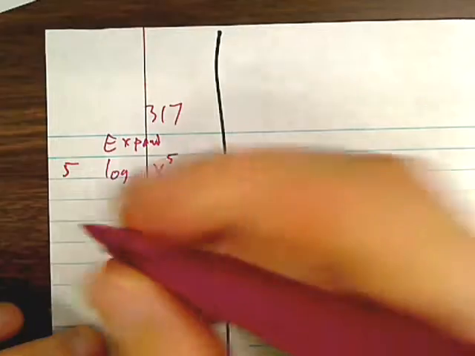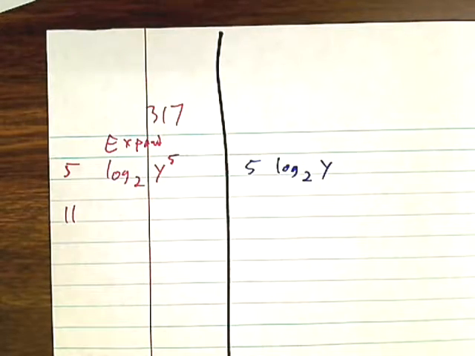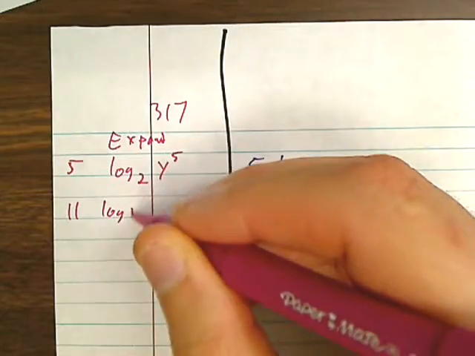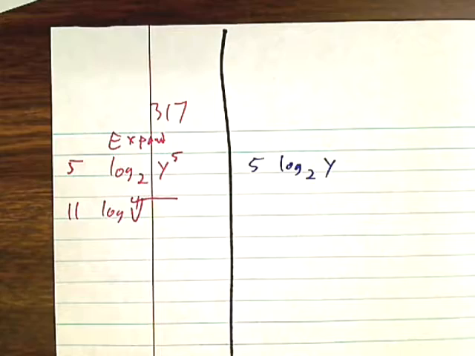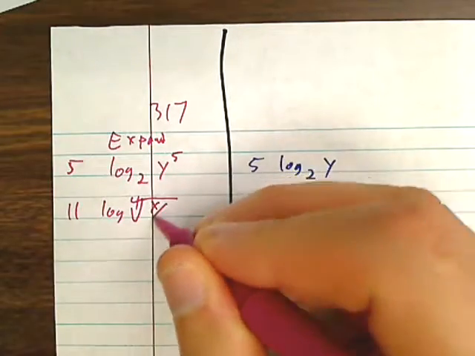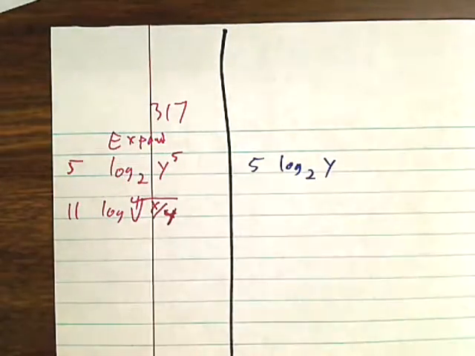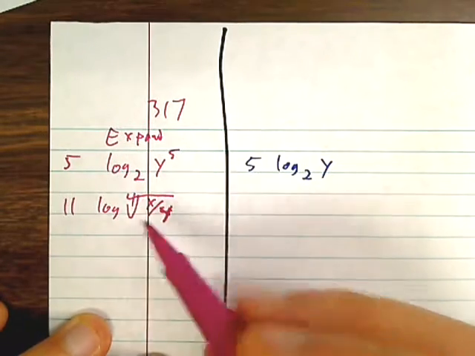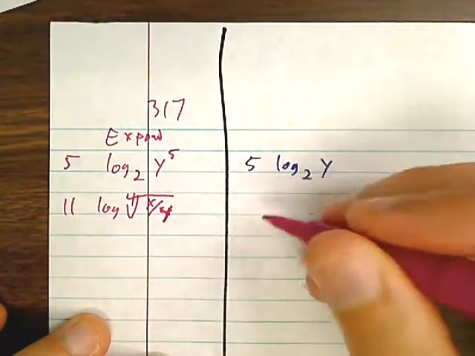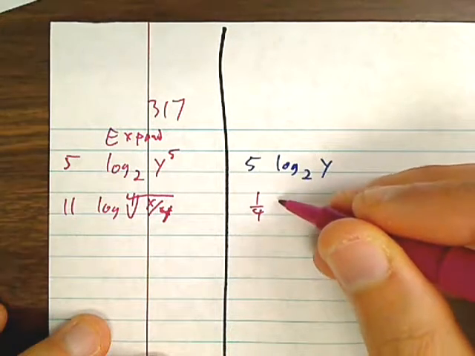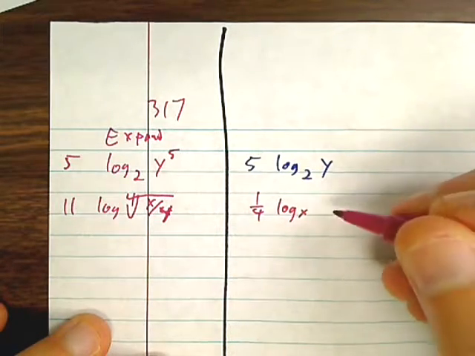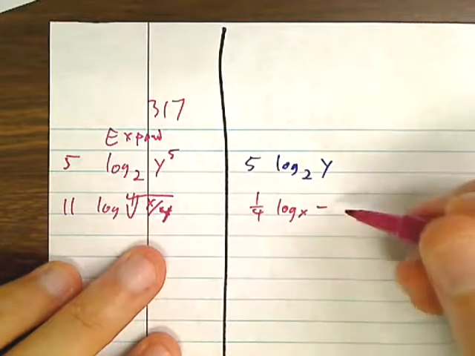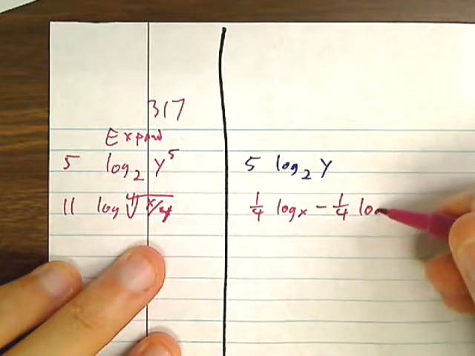All right, let's look at number 11. This says log of the 4th root of x over y. Go ahead and try that out. Okay, let's unpause here. You have the 4th root, and that will distribute to both the x and the y. So I'm going to say 1/4 log x minus, because it's division, 1/4 log y.